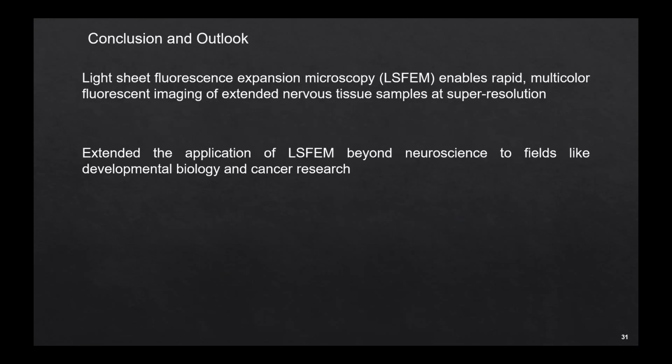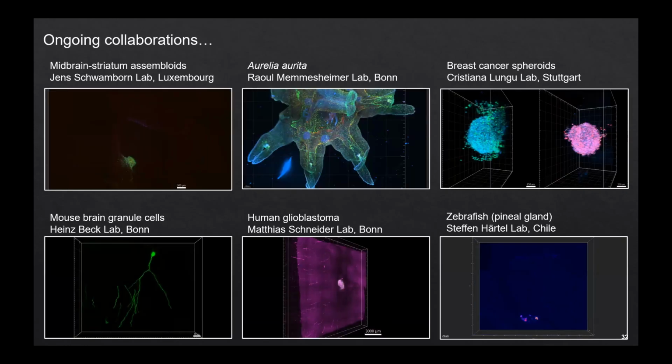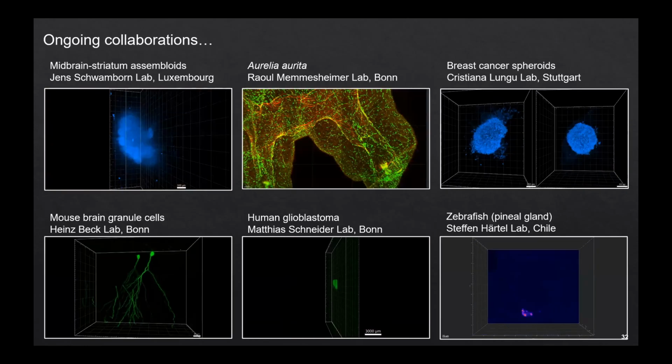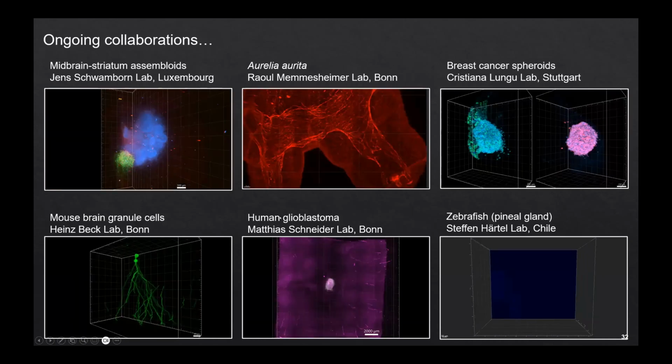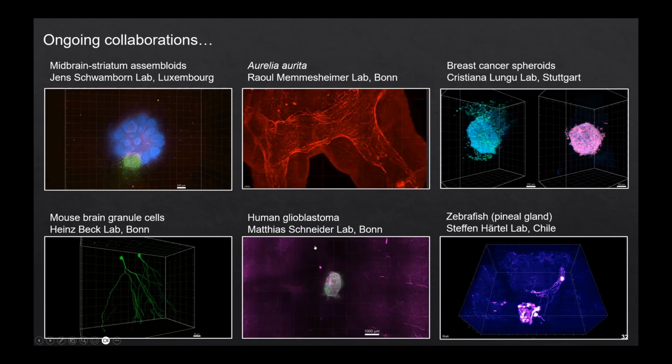So this is not only applicable for neuroscience or organoids, as I showed you. We also have experience with different types of samples, like jellyfish. We also, of course, have mouse brain cells. We have a project with the human brain to study glioblastoma.